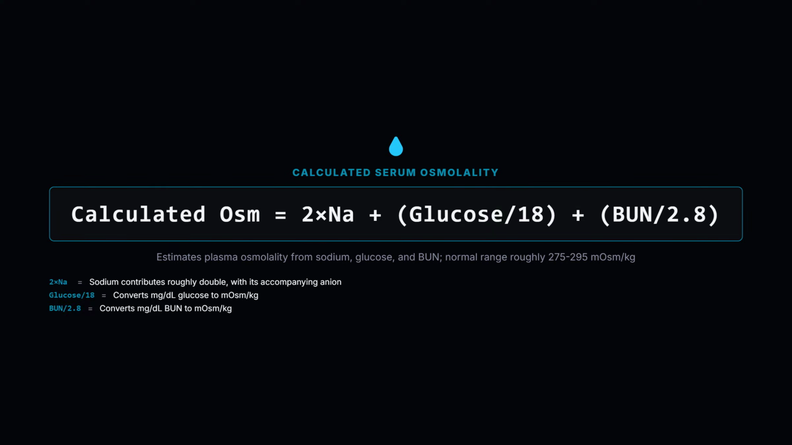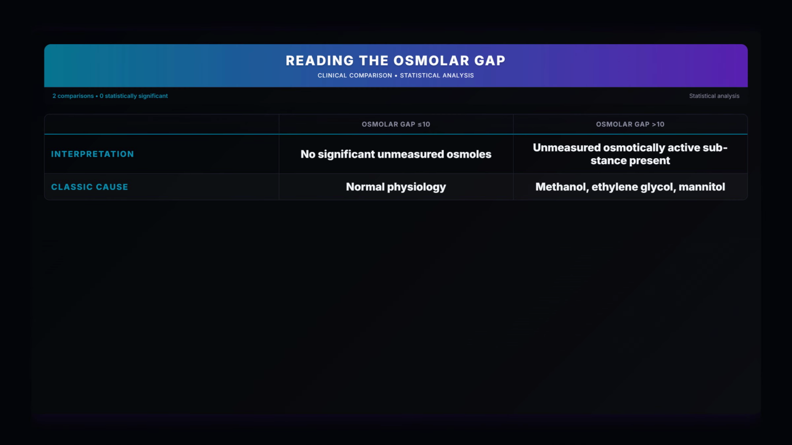Calculated osmolality estimates plasma osmolality from routine chemistry values alone: twice sodium, plus glucose divided by 18, plus BUN divided by 2.8, each division converting mg/dL into the millimolar units osmolality actually needs. The real diagnostic value comes from the osmolar gap, measured osmolality from an osmometer minus the calculated value. A gap over 10 suggests unmeasured osmotically active substances, classically toxic alcohols like methanol or ethylene glycol.